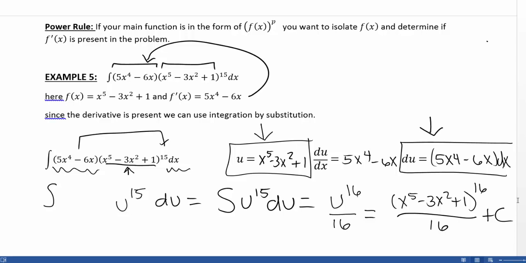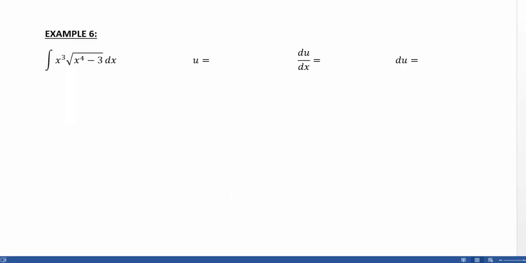So I've successfully completed now my first integration by substitution with a parentheses raised to a power. We want to look for patterns on how this process works and how we identify things and how we work with this type of function. So let's look at another one.